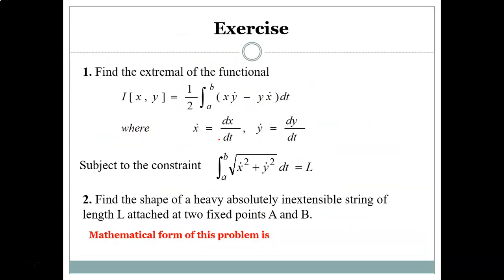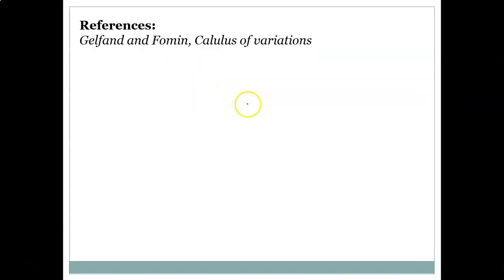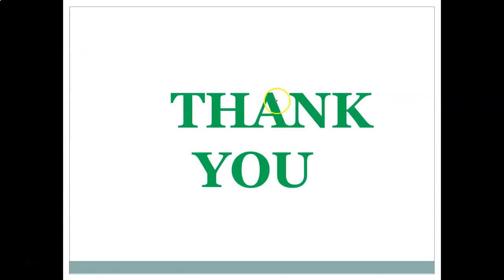This is an unsolved exercise regarding the isoperimetric problem with generalizations. For example, this one is regarding the parametric form, and the next one is similar to the earlier one. Here there is involvement of y and its first derivative. So you can solve this exercise. These exercises we have taken from this book, Gelfand and Fomin, Calculus of Variations. Thank you.